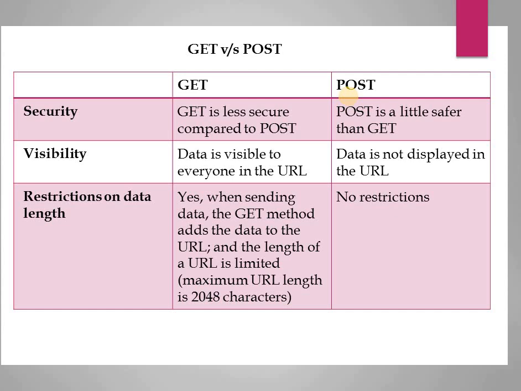For example, if I am searching for something trending like COVID-19, say, how can we reduce the spreading of the COVID-19 virus, then all these things will be placed in the URL address bar itself. That means I can see the parameter and I can see the value. But if the POST method is used, I cannot see that.